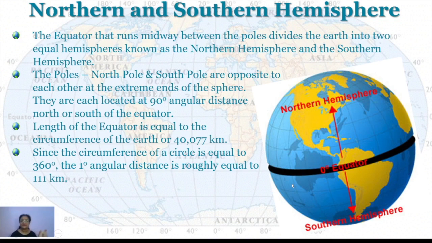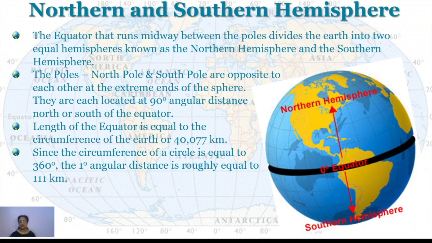Hemisphere: hemi means half and sphere means the spherical body. So when a sphere is divided into two equal halves, that is called a hemisphere. The equator, which runs midway between the two poles, divides the Earth into two equal hemispheres, called the northern and southern hemisphere. The north and south poles are opposite to each other at the extreme ends of the sphere, and they are both located at a 90 degree angular distance north or south of the equator.